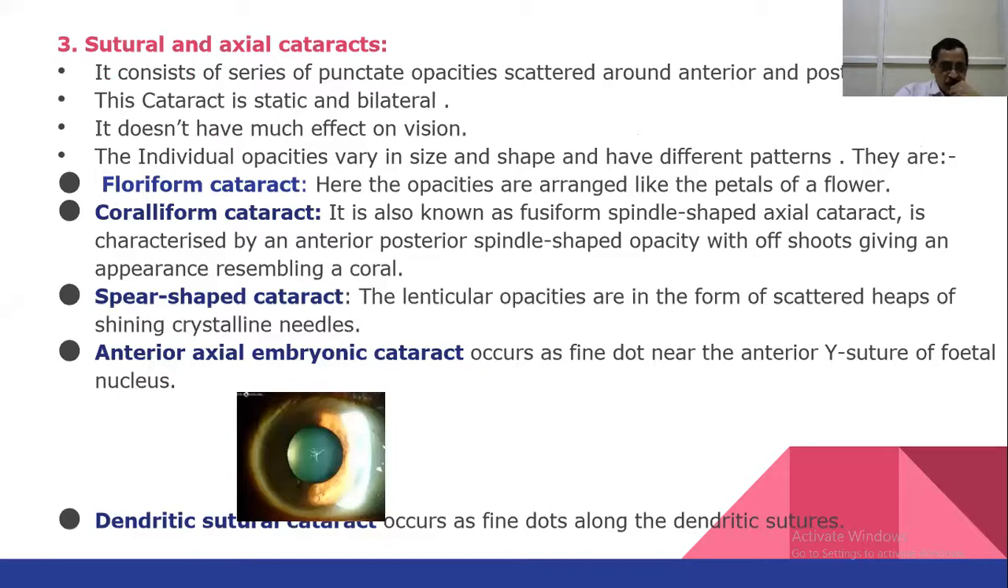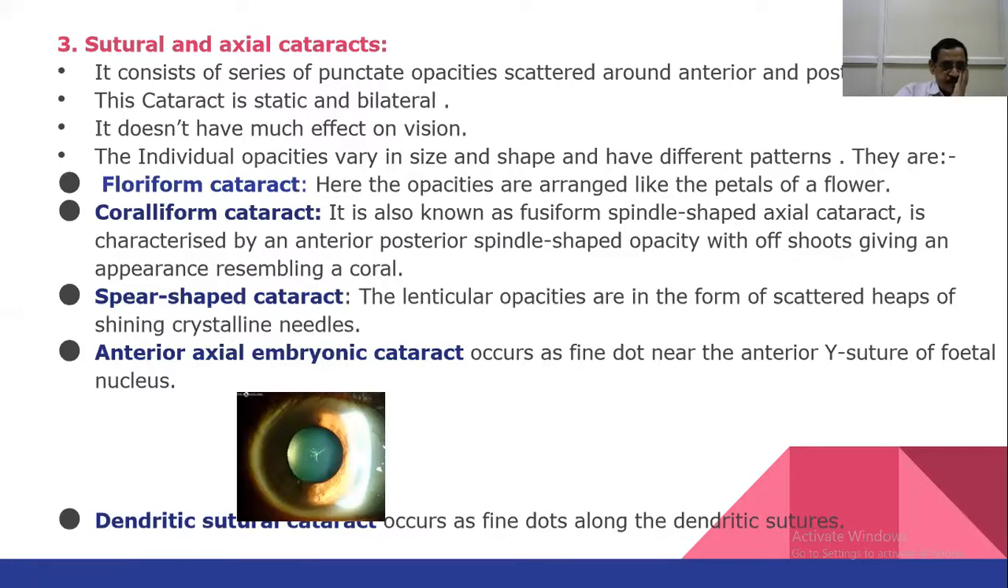Third one is sutural and axial cataracts. It consists of a series of punctate opacities scattered around the anterior and posterior Y-shaped sutures. There are two types of sutures, anterior and posterior Y sutures. Sutures here do not mean surgical sutures. Those are joints like the ones we have in the skull. Anterior sutures are Y-shaped, posterior sutures are inverted Y-shaped.